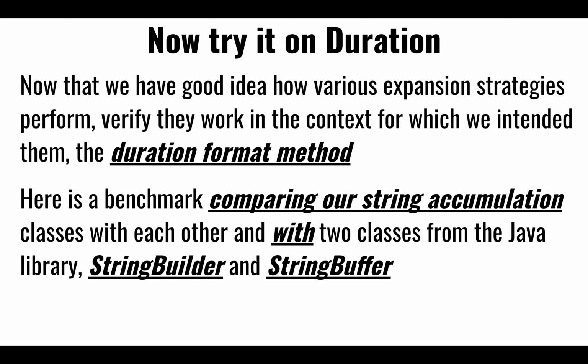So if we go back and use our duration formatting method, and instead of using the out-of-the-box concatenation, dot format, and the percentages and whatnot, we use our version, we would like to be able to compare how well we did. When you use this in a live, real setting, does the performance actually shine?